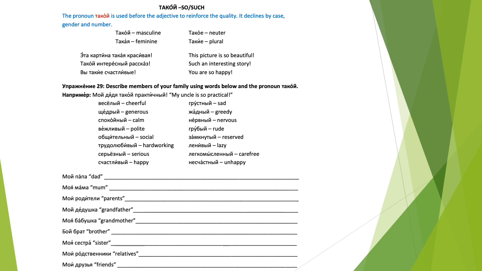Another example, такой интересный рассказ. Such an interesting story. Рассказ is masculine, so I say такой. Вы такие счастливые. You are so happy. Вы, you, is plural, so I say счастливые in plural form.